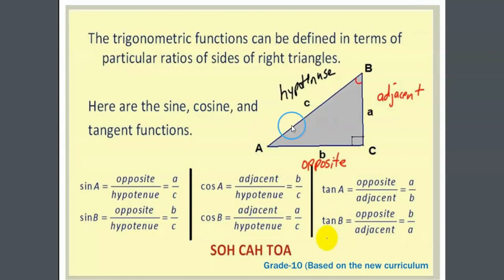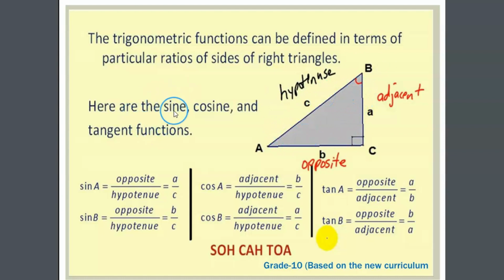Look, this is triangle ABC and it is what? It is a right angle triangle. As you see, the measure of angle C is 90 degrees, and therefore the side that is opposite to angle C, the 90 degrees, it means it is what? It is the hypotenuse.